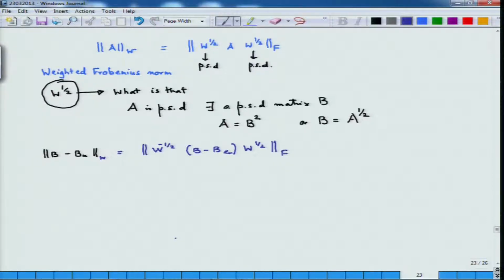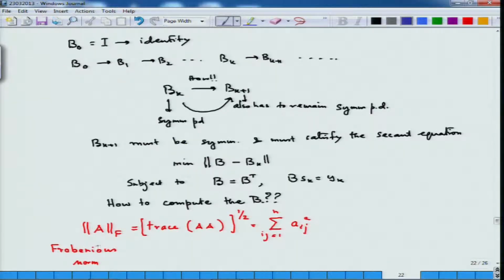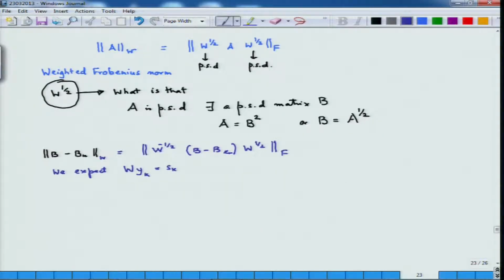And then we take a simpler version of the problem and give a solution which Güler has given, which is a simple and beautiful solution. Once you see that, you can really appreciate and understand what has happened. So if you take a W like this, we expect W to satisfy W y_k equal to s_k, which is nothing but the reverse of the secant equation, because if W y_k is s_k, then of course B_k s_k is y_k. So this is what you would expect.